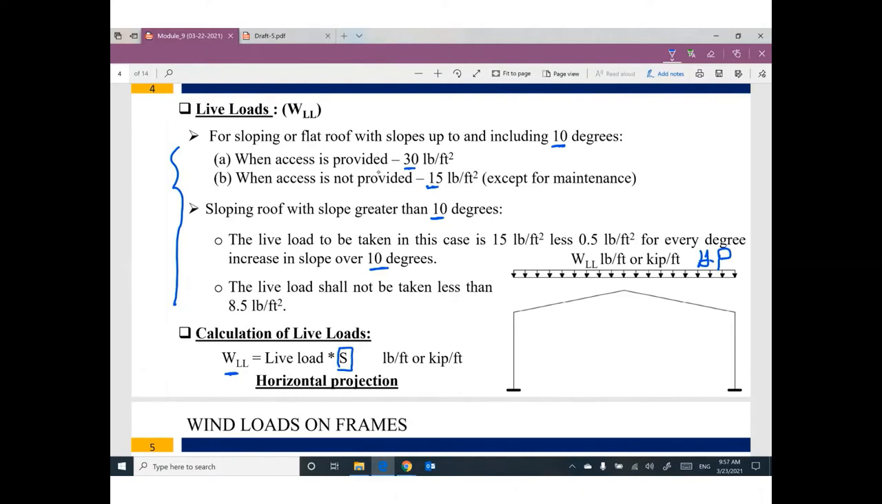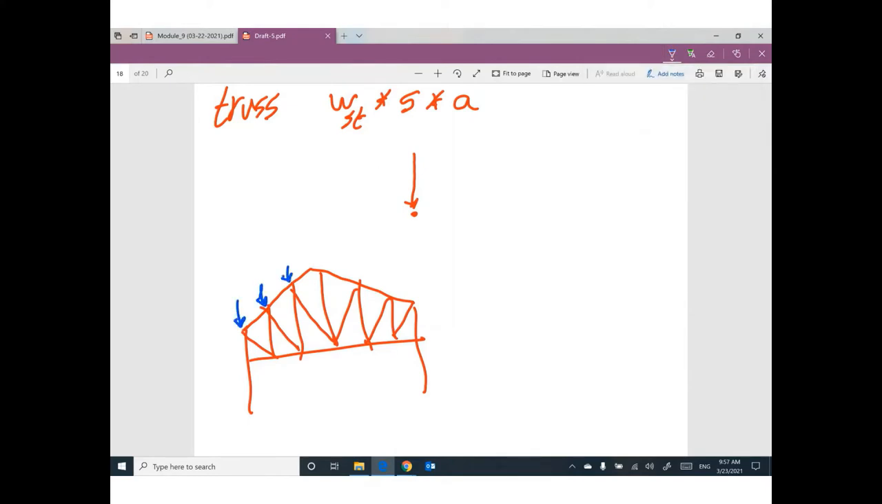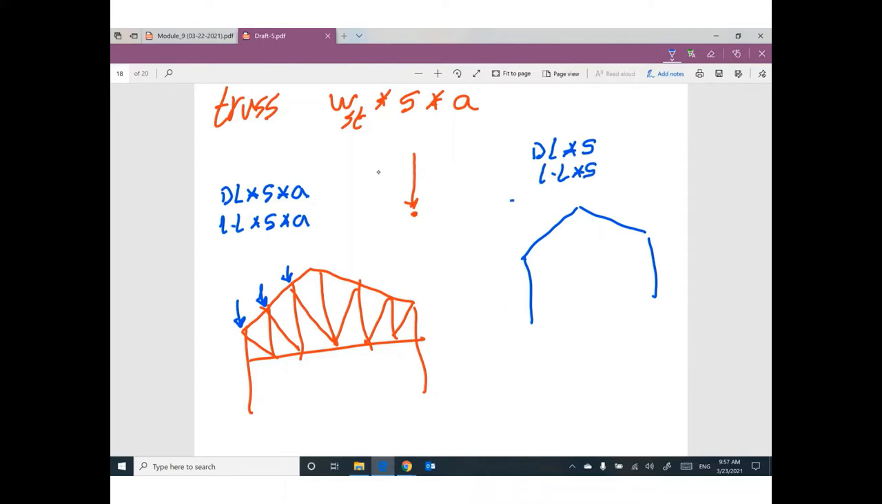So right now, the second difference. For the truss, the live load or dead load was a concentrated load at each joint, and this concentrated load equals dead load times spacing times A, live load times spacing times A. But for the frame, no, we have a different story. For dead load, times S only. For live load, times S only. And your load will be a distributed load, which is horizontal projection.